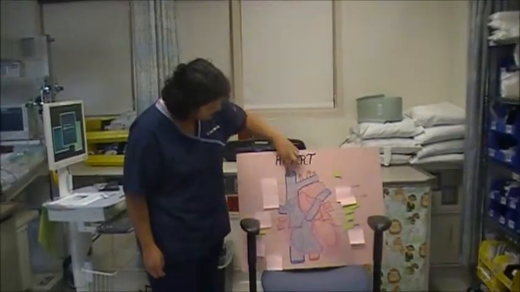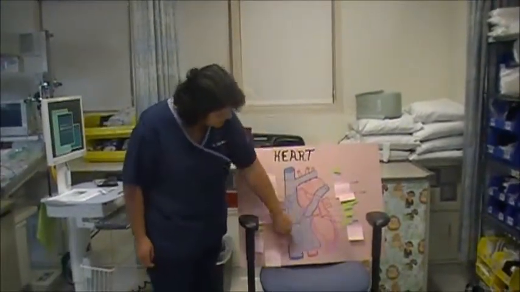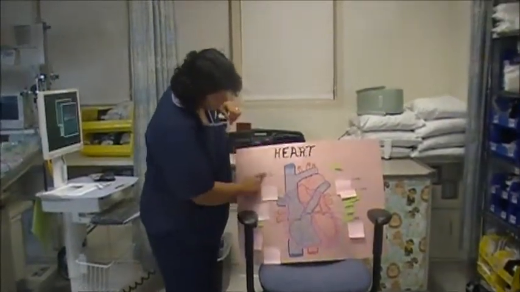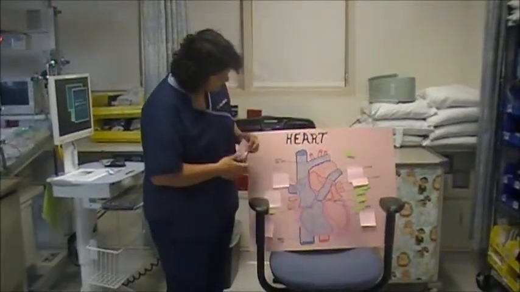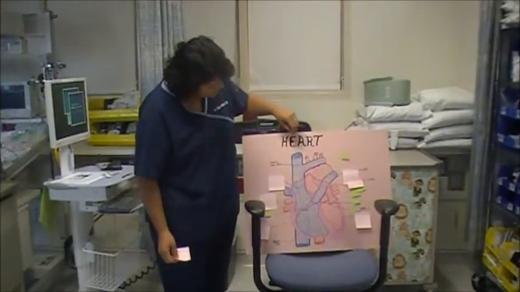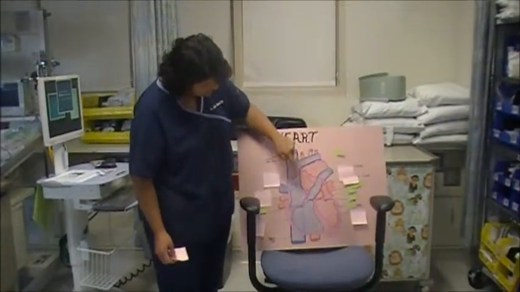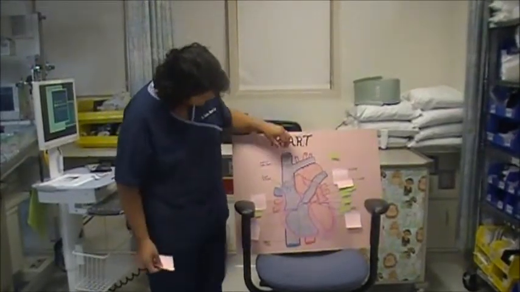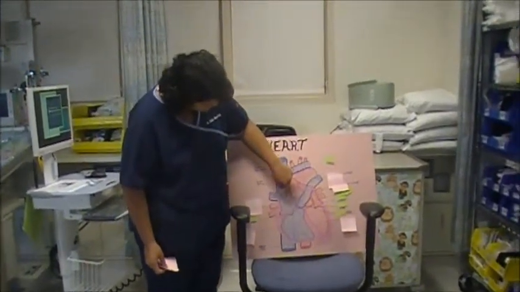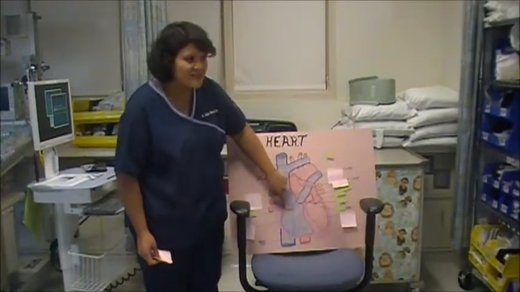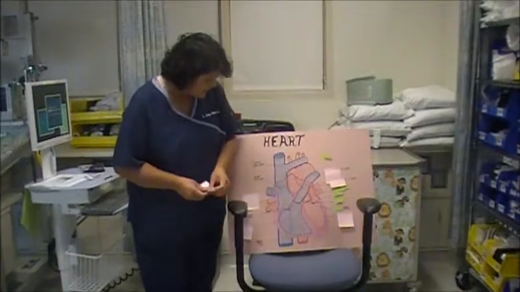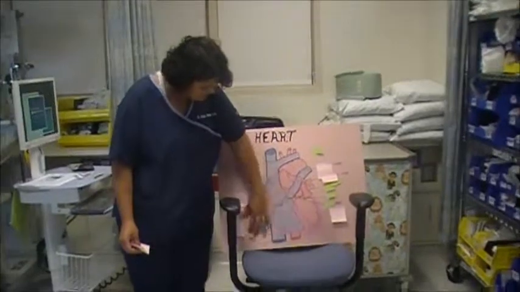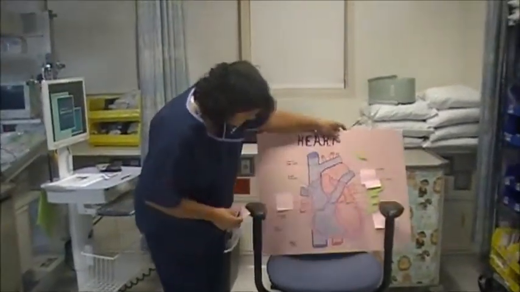Does anybody remember what these are right here? Inferior and superior vena cava. Very good. So the blue is deoxygenated blood that comes in, and it comes into the, who knows this one? Right atrium. That's right. So it goes into the right atrium, and then it goes through this valve right here. Who remembers this valve? Tricuspid. Yes, the tricuspid valve, and then it goes into the right ventricle. Very good. So there's our right ventricle.